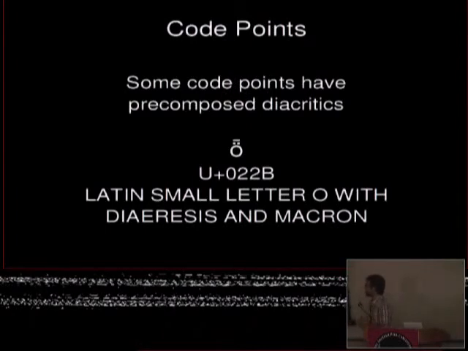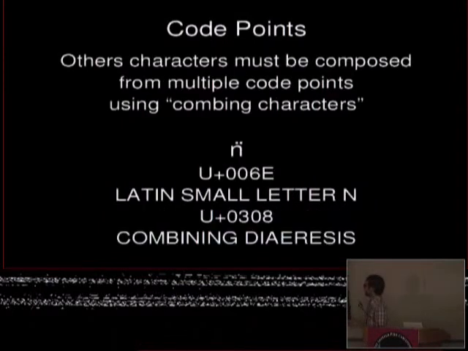So some code points have precomposed diacritics. Diacritics being the squiggly characters and funny marks around characters. Like here we have Latin small letter O with diaresis, otherwise known as umlaut in German, and macron, which is the line above it. In this case, we have an individual code point 022B with the name Latin small letter O with diaresis and macron for this code point, but not in every case.